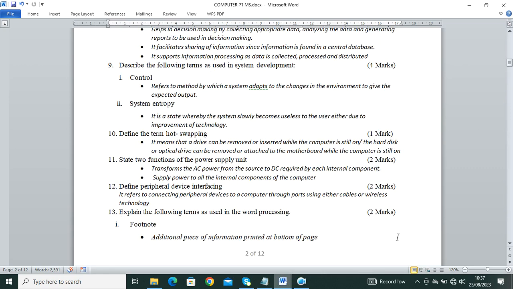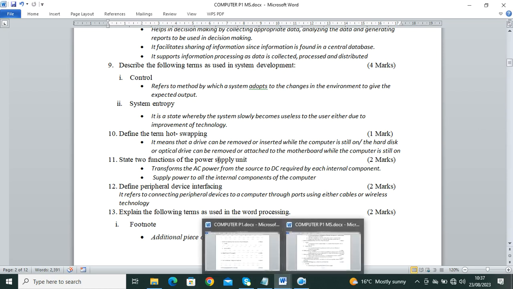Control refers to the methodology or method by which a system adapts to the changes in the environment to give the expected output. System entropy or system decay is a state whereby the system slowly becomes useless to the user, either due to improvement of technology. Assume a situation whereby you have a system that was created in 2009. The system cannot really be in use in 2023. Why? It has lost value. Then we have question number 10.